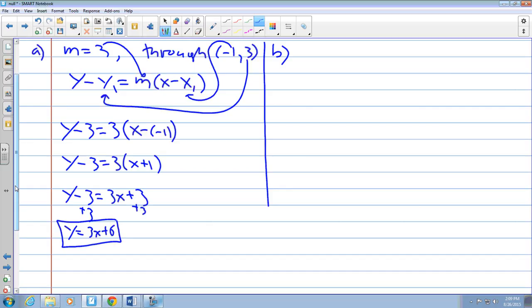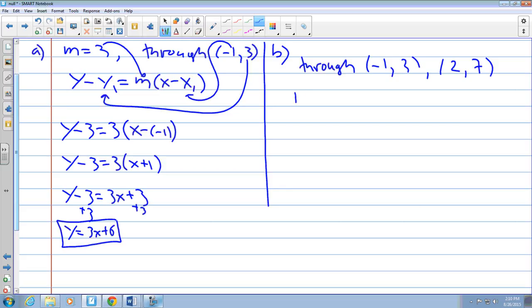What if I tell you find the equation of a line through (-1, 3) and (2, 7)? So I gave you 2 points, and I'm asking you to find the equation of a line that goes through those 2 points. How would we do that? Yeah, find the slope first, and then go like we did before.